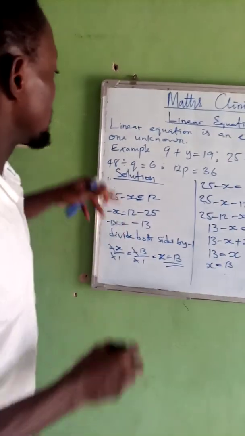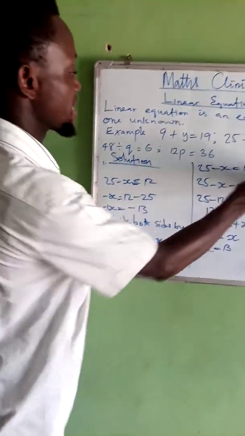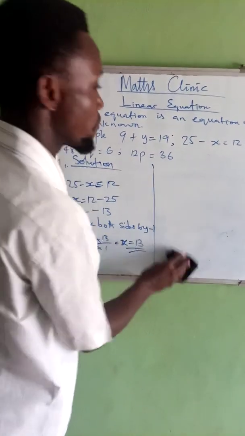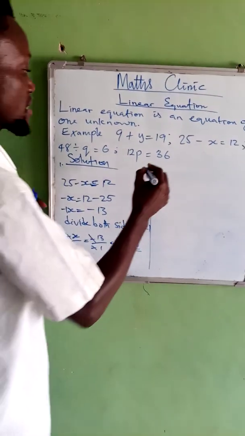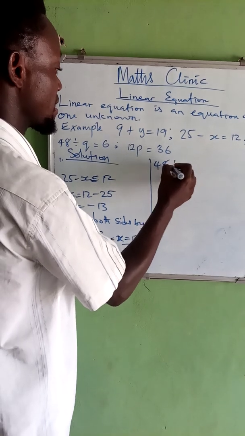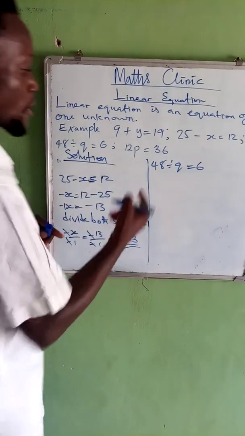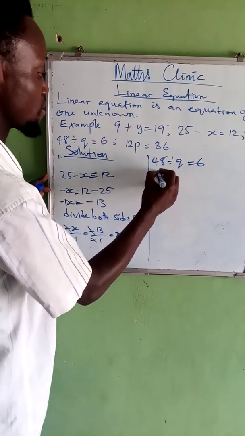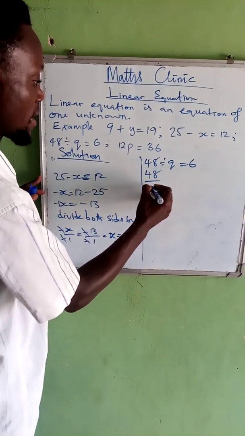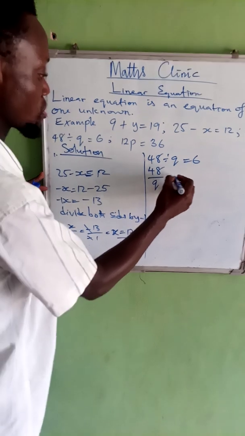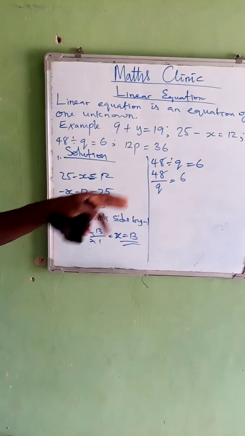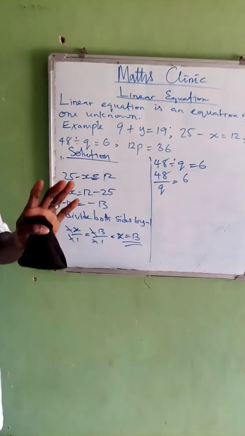Alright, so the next one is this: 48 divided by q equals 6. Now what does 48 divided by q mean? This sign means division, which will equally be written as 48 all over q equals 6. Okay? Alright, now look at it. This is one method that we can use.